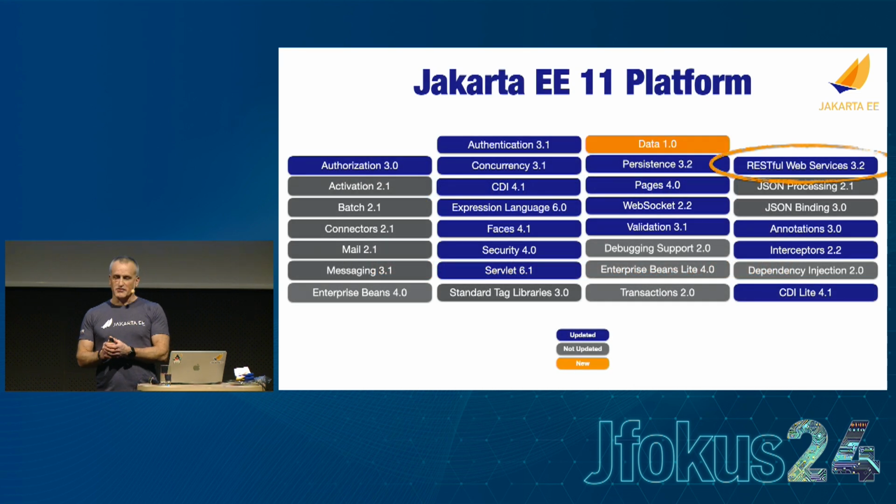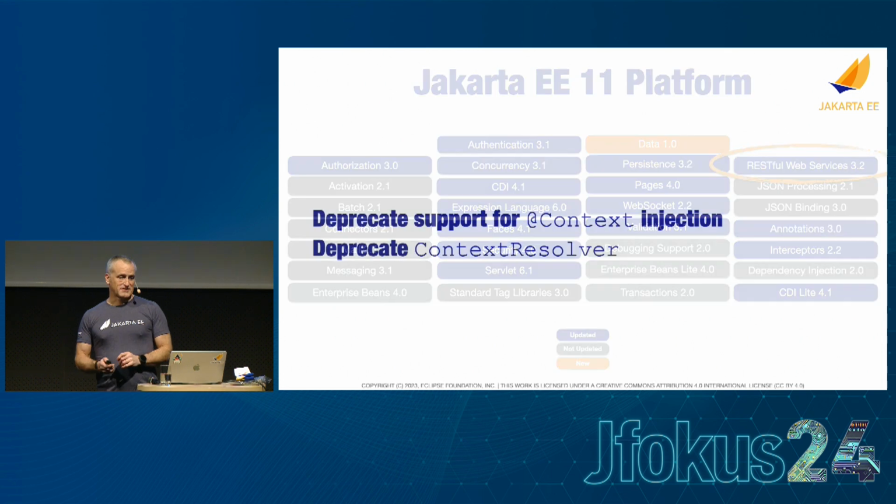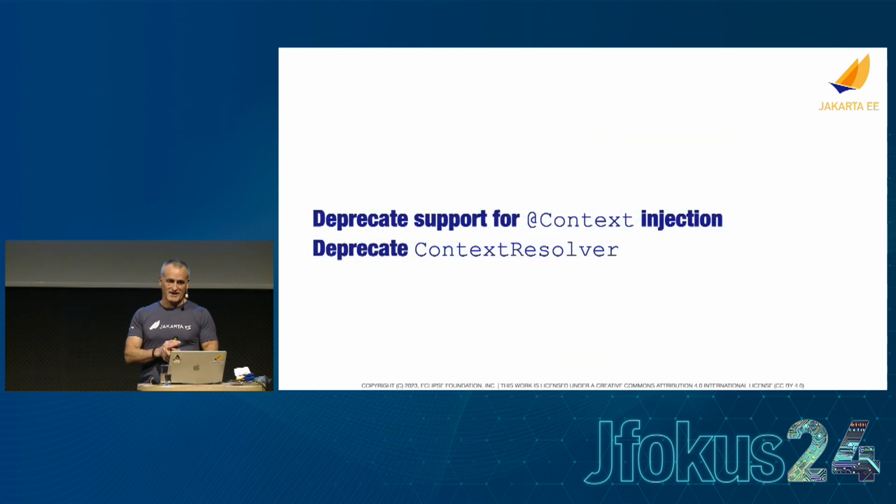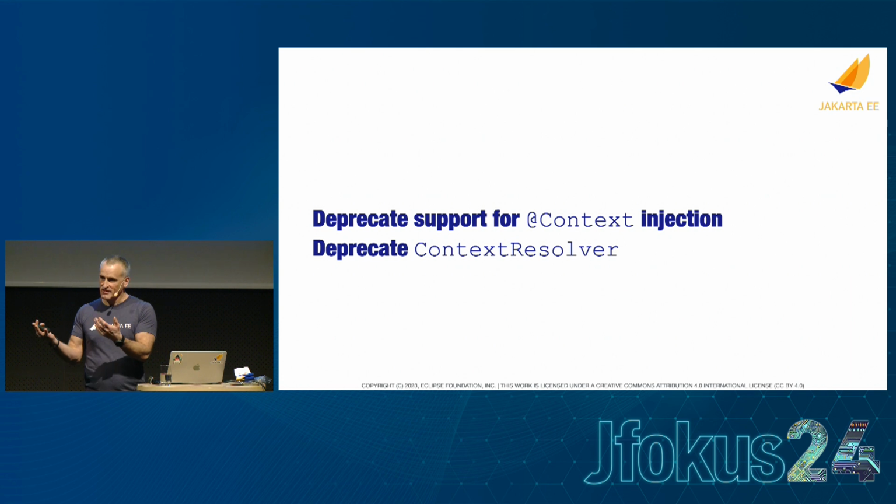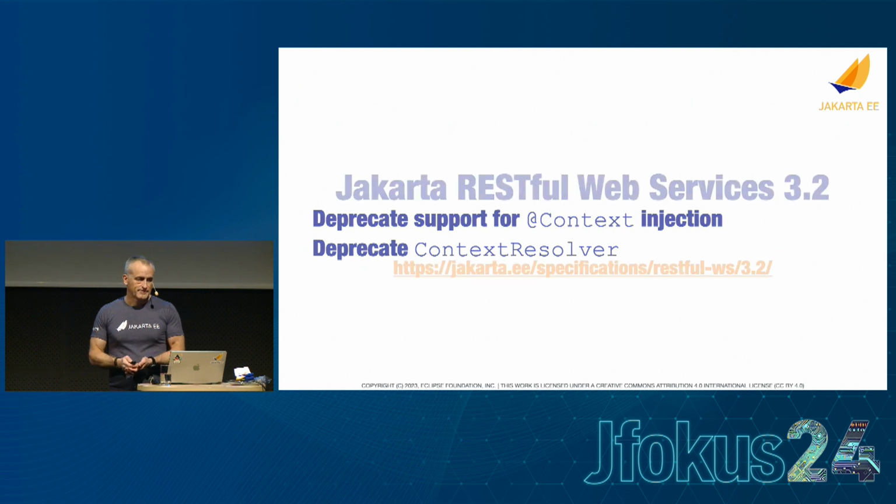RESTful Web Services was supposed to do a 4.0, but decided again to do a minor update. And I think I have this right, that update will be very small. They will just mark things as deprecated. They had mentioned that @Context and ContextResolver were deprecated in the previous version, but they hadn't added the @Deprecated annotation on the code itself. So now they're doing that and specifying what it's being replaced with, doing a proper deprecation for removing it in 4.0 later.